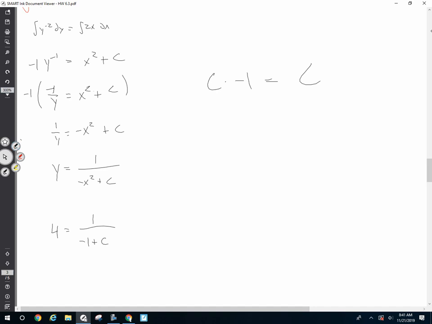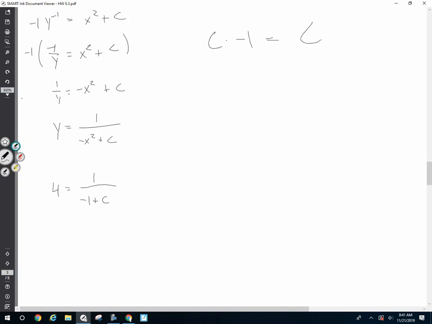Now, probably to solve for c, I would then flip both sides again. Maybe it would have been easier to find c first, who knows. And then I add 1. Adding 4/4 to 1/4, I get 5/4. So my solution is y equals 1 over negative x squared plus 5/4.